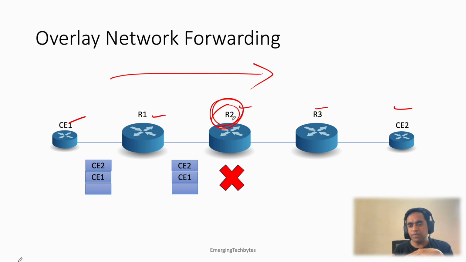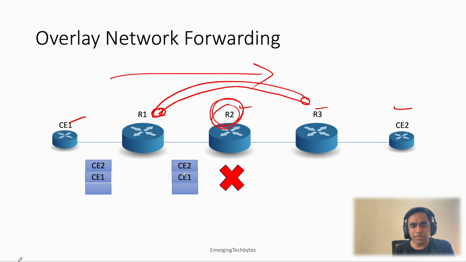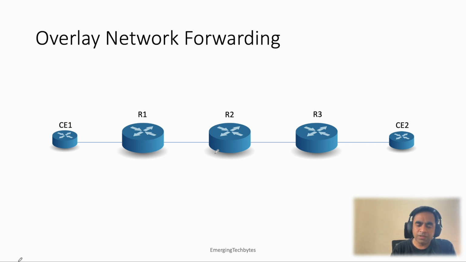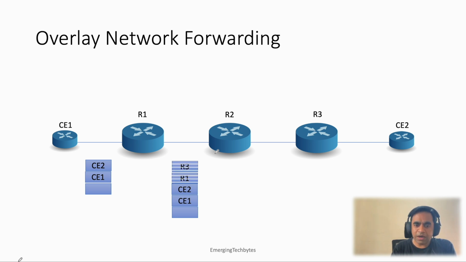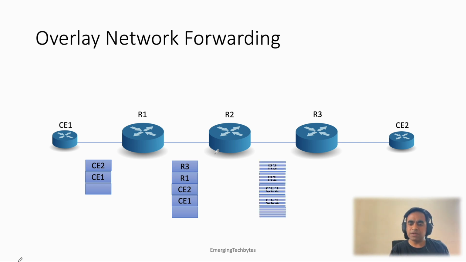But if we provision a tunnel, let's say from here to here, and I put these packets into this tunnel, then R2 will not even see that there is a packet from CE1 to CE2, right? So let's just do that. The packet is going from CE1 to CE2. When it reaches R1, R1 will put that into a tunnel, basically wrap it around and put R1 as the source and R3 as the destination. Then R2 will understand, okay, I know where R3 is, because it looks at the top packet, and it will send the packet towards R3.